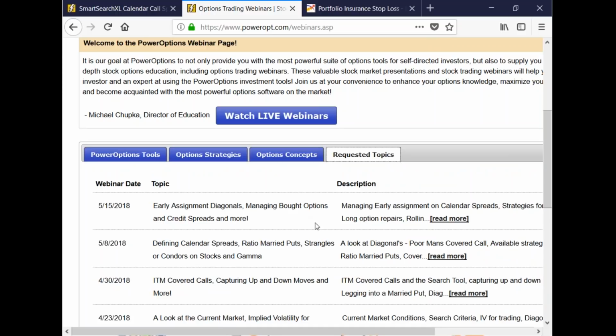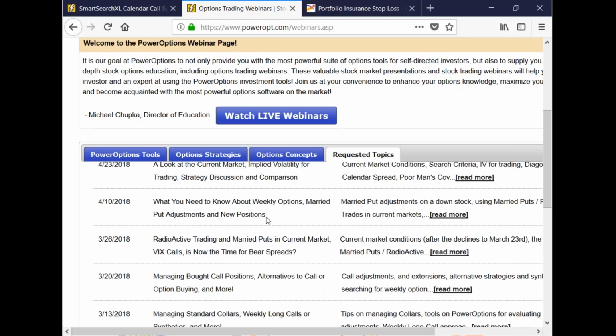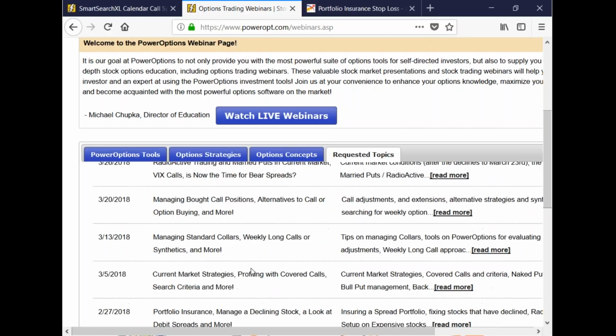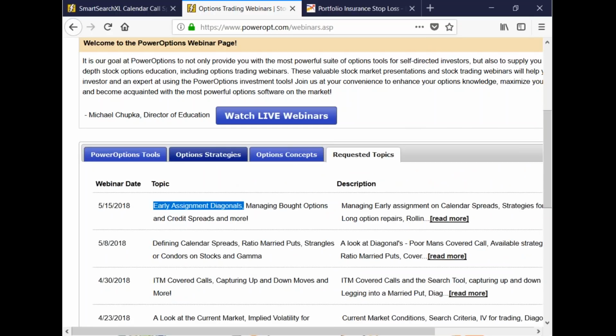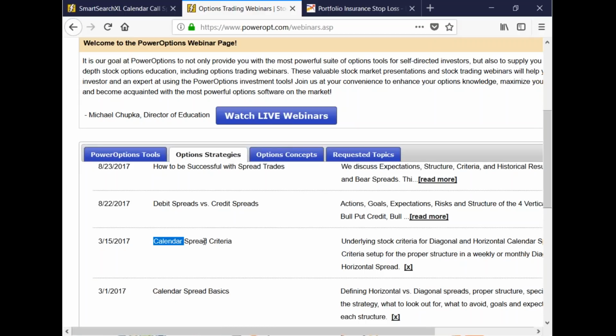Also, the past couple weeks, the first two discussions we had were defining calendar spreads, poor man's covered call, and early assignment on diagonals. We started that as well. There are some other discussions in here on diagonals further down in time. I just don't know where they are. But these are the full presentations: calendar spread basics and criteria, comparing what we looked at earlier.